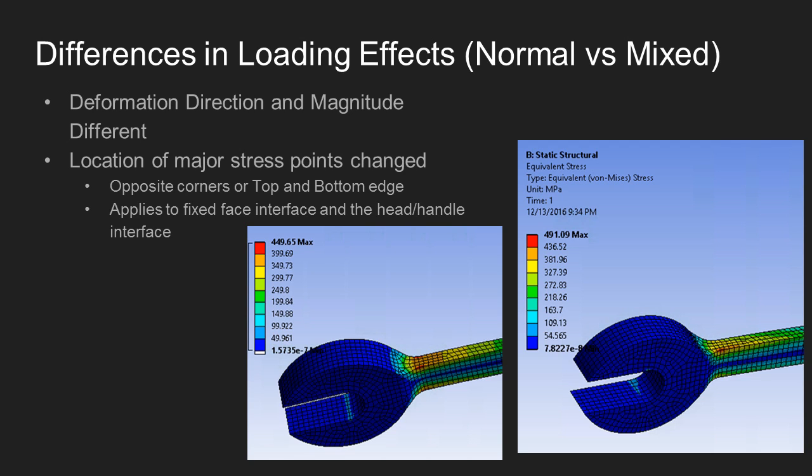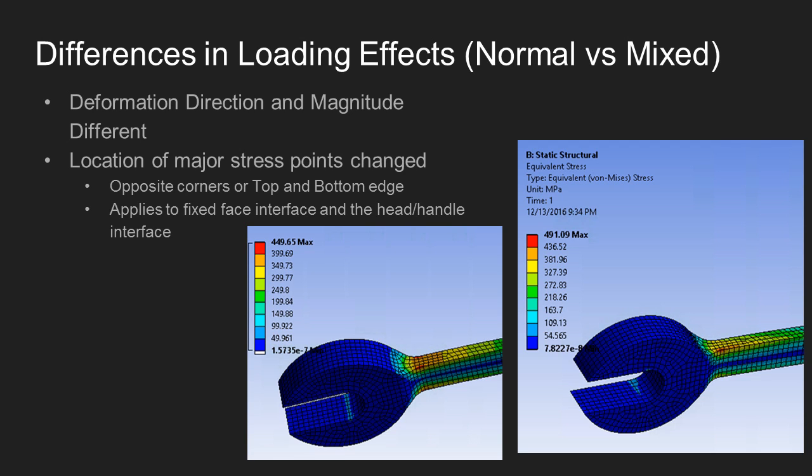Difference in loading, normal versus mixed. With the normal loading, you saw symmetry both horizontally and vertically within the wrench. Highlighted areas within this would be that blue strip, which is the edge of the fixed point within the wrench in our model. If you look at that, it is symmetric on the left, asymmetric on the right, and that's the same for the loading.